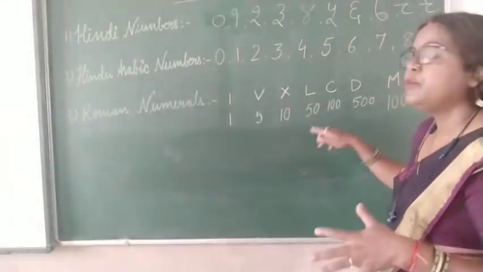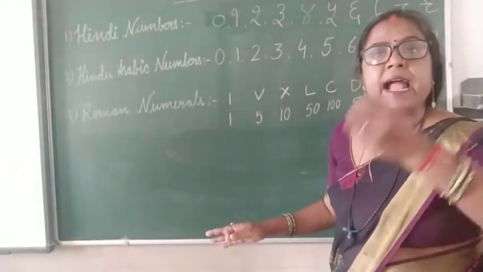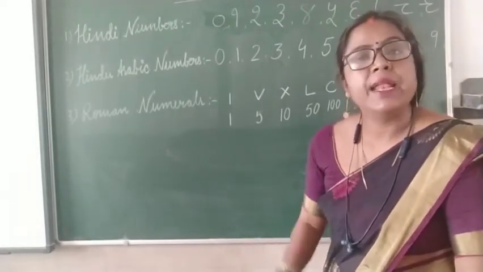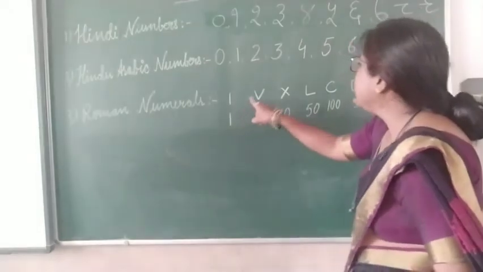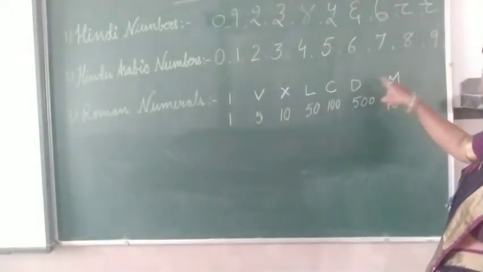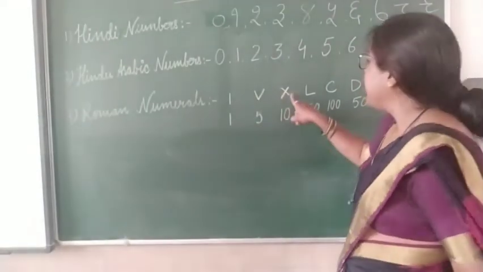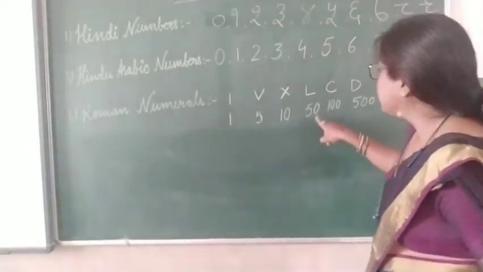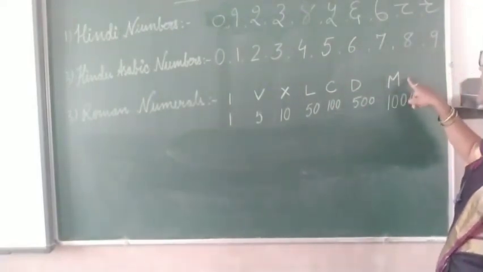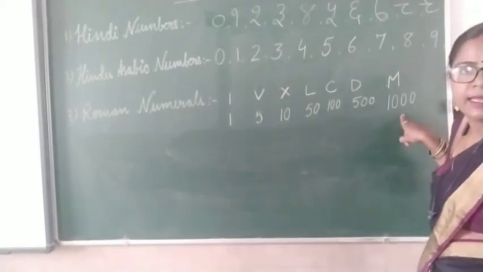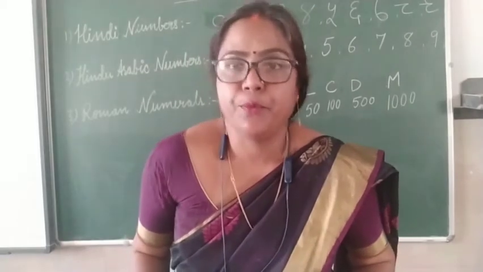Like that, in Roman numerals also we have 7 symbols, and by adding and subtracting these symbols we get the Roman numerals. So I, V, X, L, C, D, M. I stands for 1, V stands for 5, X stands for 10, L stands for 50, C stands for 100, D stands for 500, M stands for 1000. These are the basic symbols which we use for writing Roman numerals.